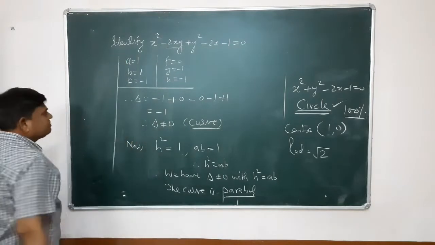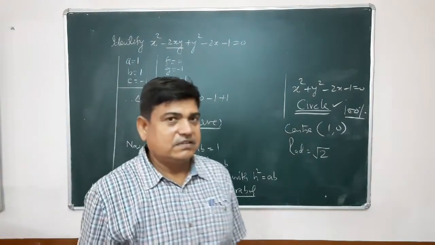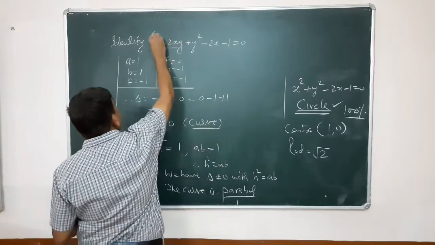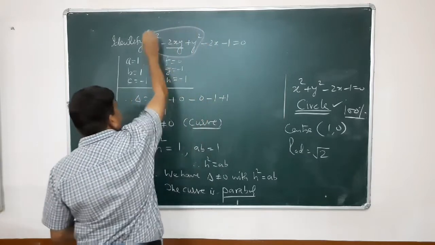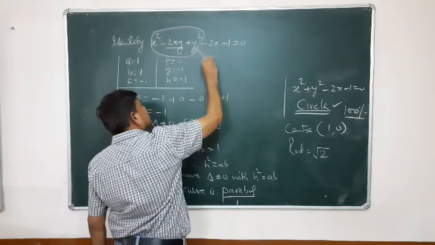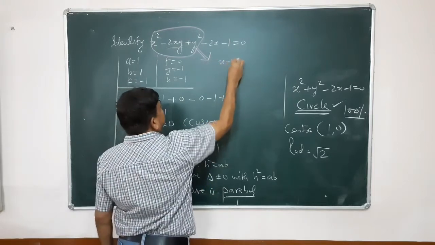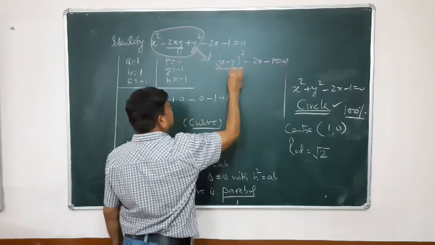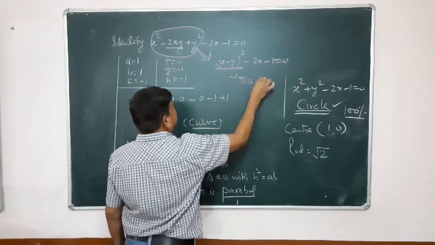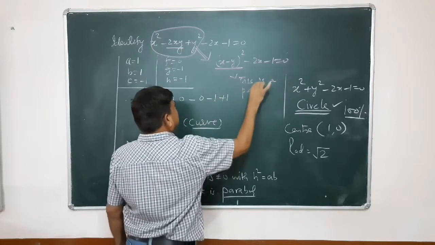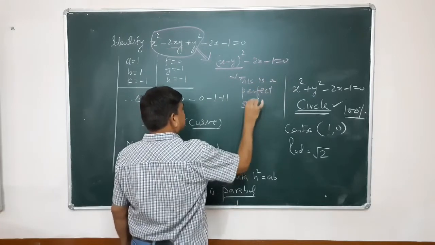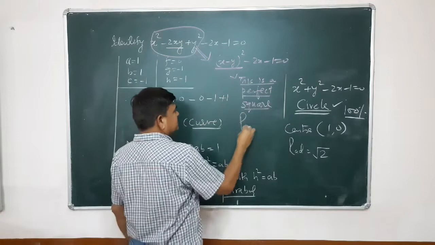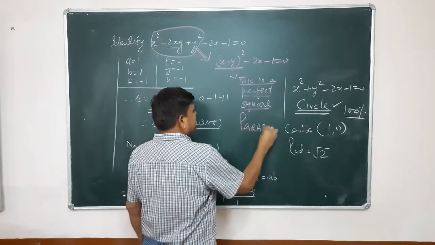Definitely this is a time consuming process. Look at the technique. Look at all the second degree terms taken together, and you will wonder: this is (x minus y) whole square minus 2x minus 1 equals 0, and this is a perfect square. This is a perfect square. The curve is a parabola.